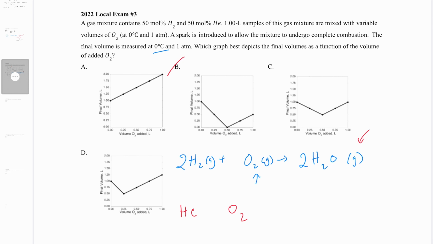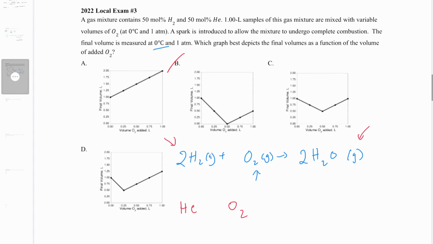The helium never reacts, so it's always there. You're just adding oxygen on top of that. So the only time that the volume of the entire container goes down is when you're doing this reaction here. And this reaction only happens with your first 0.25 liters of oxygen.